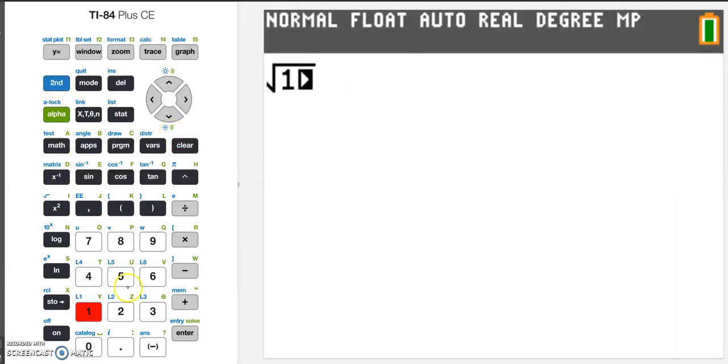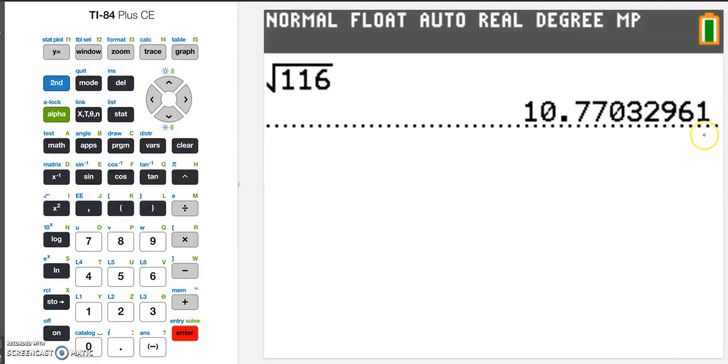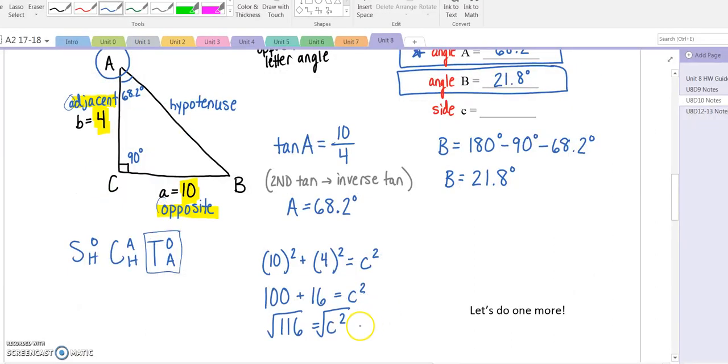Square root of 116. And decimals, remember, here are going to be okay. So again, to the 10th, that's one number after. Look at the number that comes later. 7 means round this up, so it'll be 10.8. So C is going to equal 10.8. And I'll write that over here too.